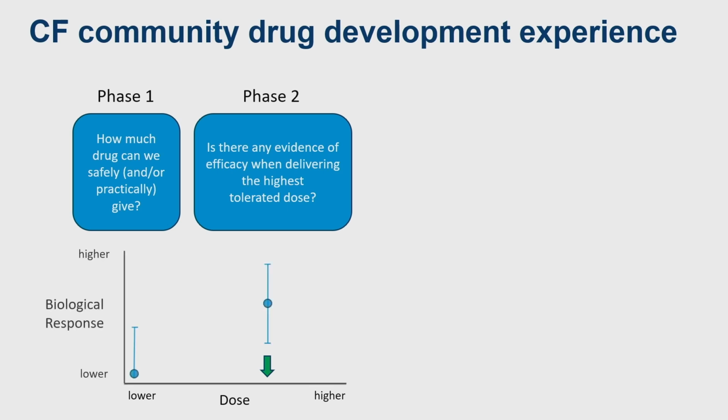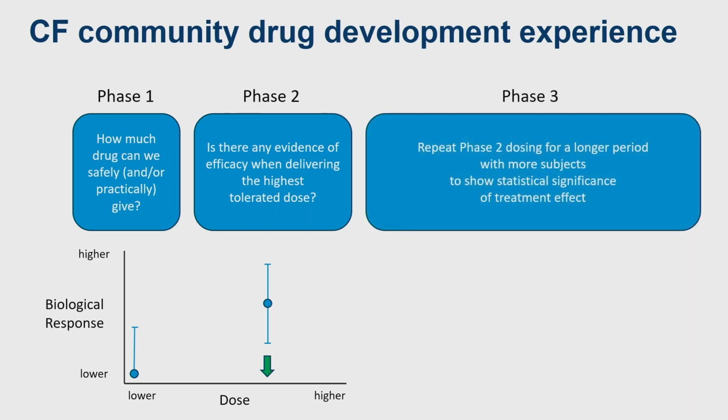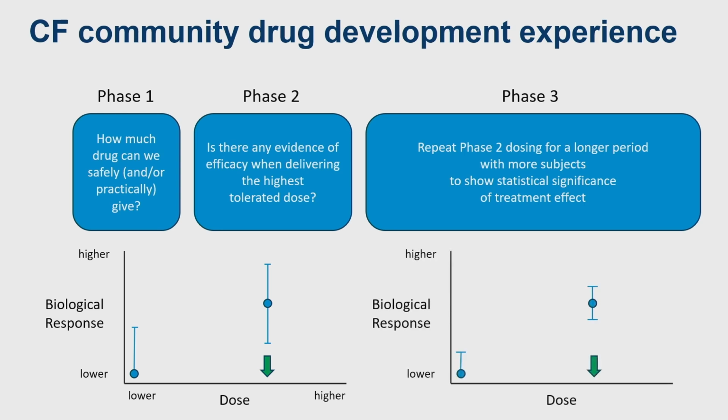You run a modest study, look at a particular response that is meaningful to us at that dose, and if we have evidence of anything... Traditionally, what's happened in CF is we immediately think, we've got a dose, let's run a phase 3, run roughly the same design, maybe longer exposure with more patients, and we have established a biological response.